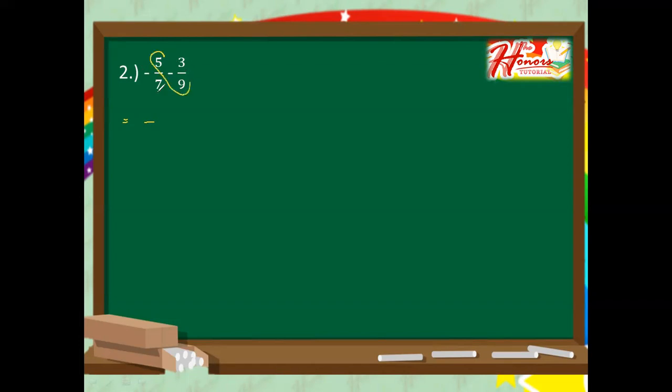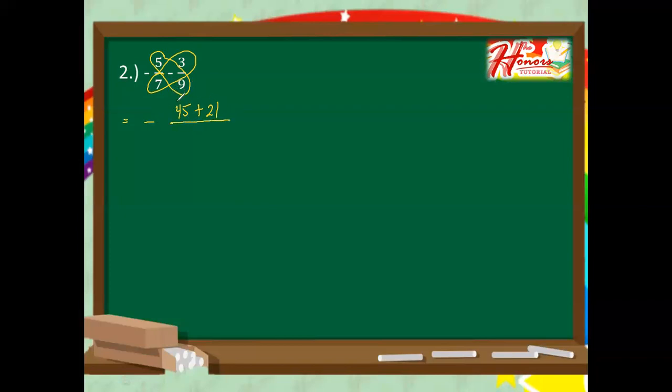So 5 times 9, so that's 45. And then 7 times 3, that's 21. Plus 21. Again, it should be addition here. It is because, as I have mentioned earlier, they are both negative numbers, so therefore they should be added. Then copy the sign.